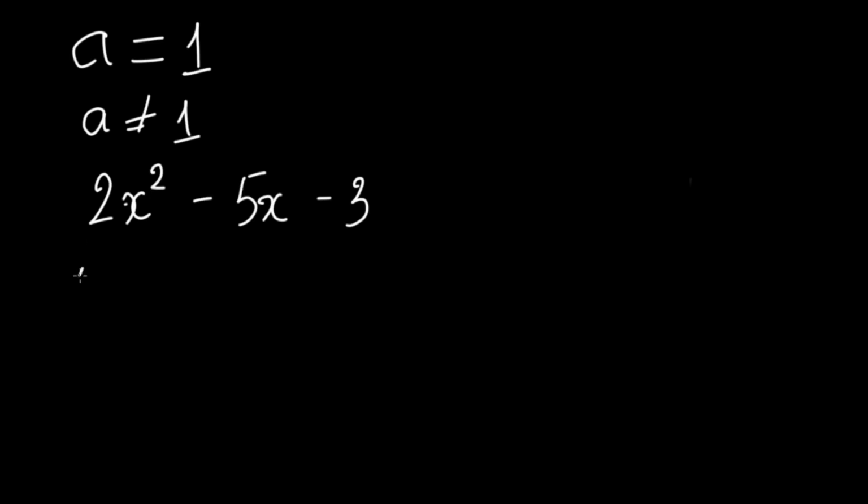You see, a right here is 2, which is different than 1, right? And b is negative 5 and c is negative 3. So we need to do it like this. We take a times c, which is 2 times negative 3, equal to negative 6, right? And then we need to write two numbers that we multiply together to equal negative 6, and when we add them together equal b, which is negative 5.